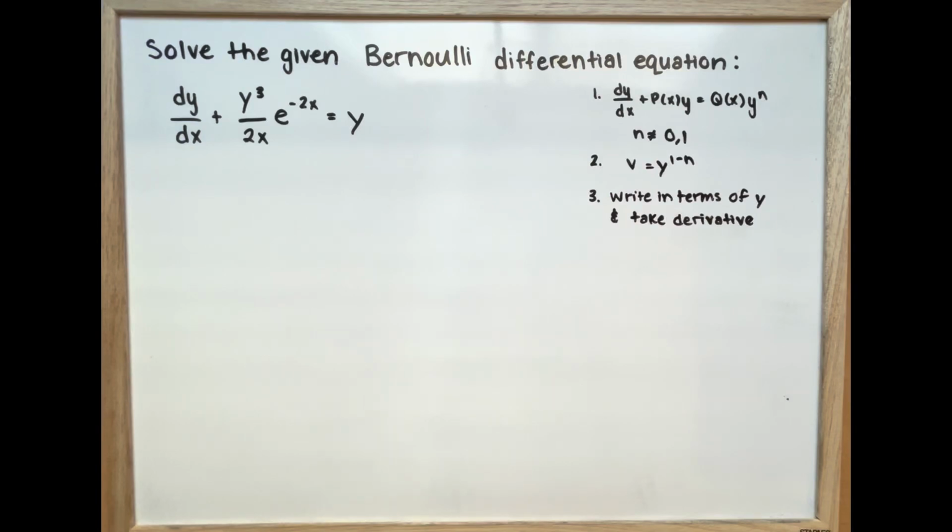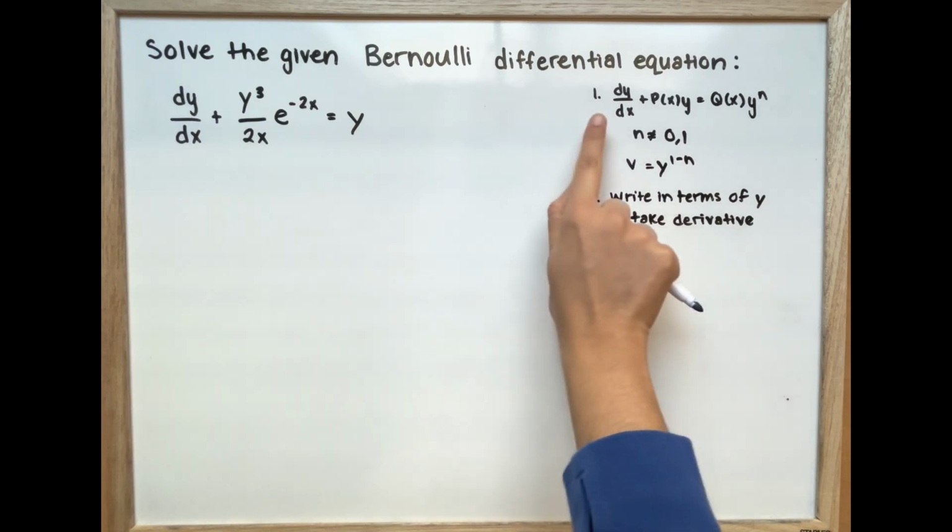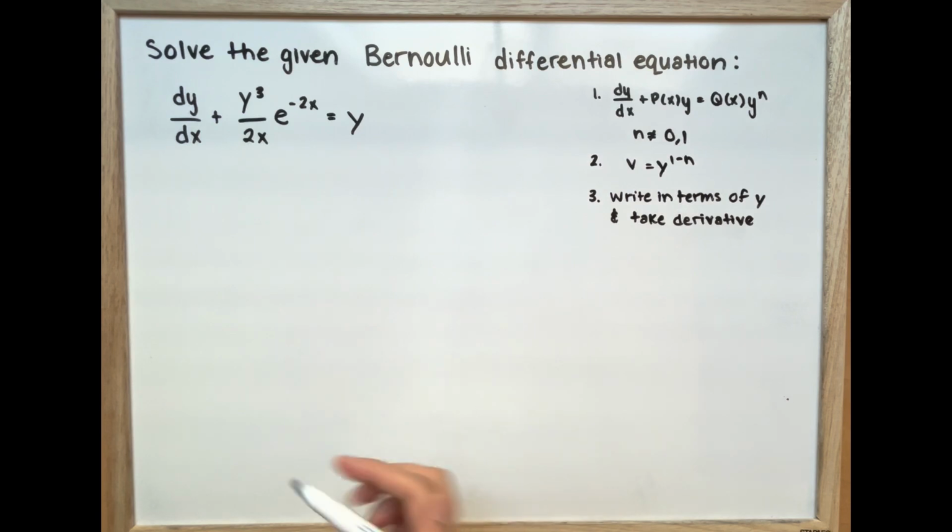Solve the given Bernoulli differential equation: dy over dx plus y to the power of 3 divided by 2x multiplied by e to the power of negative 2x is equal to y. So our first step is to write our equation in this format.